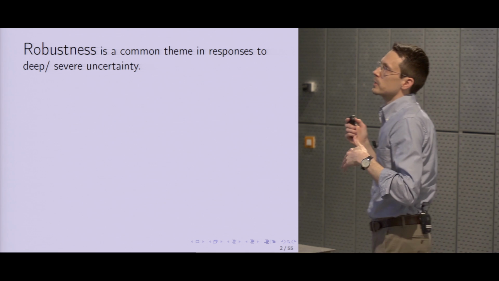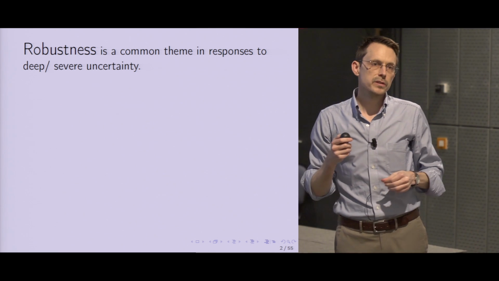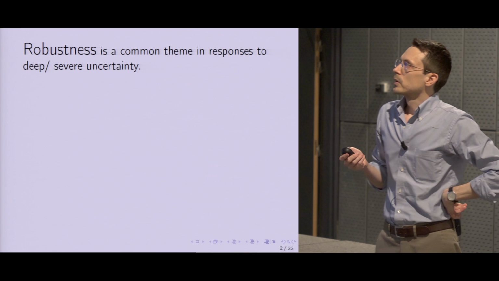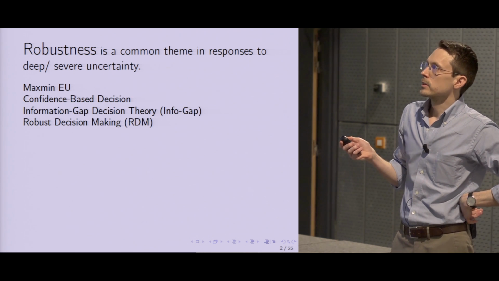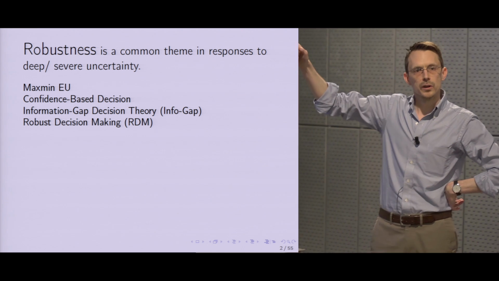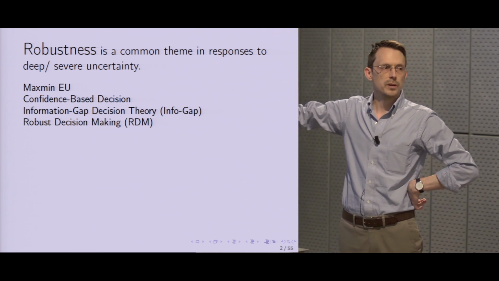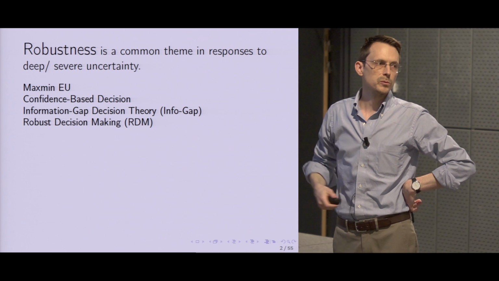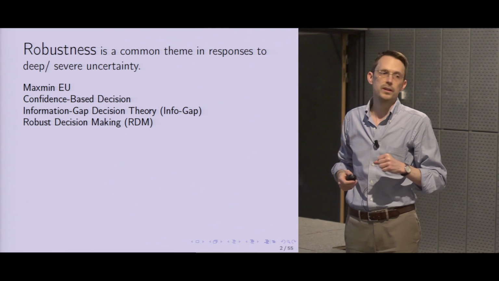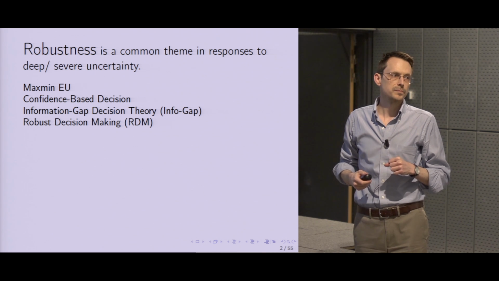Robustness is a common theme in responses to deep or severe uncertainty, but the idea is realized in different ways. And so we're going to look at 4 different realizations. These are all methods that other people have talked about in the workshop so far, so they should be familiar, and I will more or less just remind you how they work when we get to them rather than going into a lot of detail.